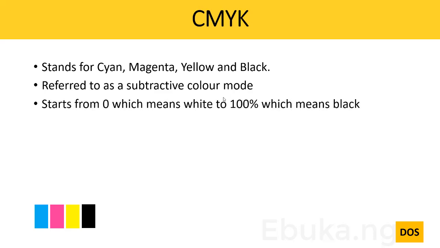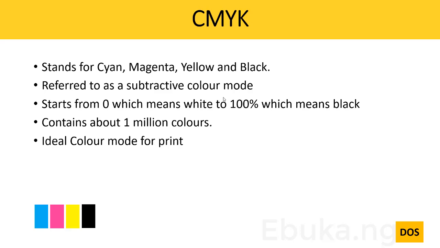Good. Now CMYK starts from 0, which means white, to 100%, which means black. RGB is 0 to 255, right? CMYK is from 0 to 100%. Now, CMYK contains about 1 million colors, like I've already told you, and is the ideal color mode for prints. The colors in CMYK are duller than the RGB colors.